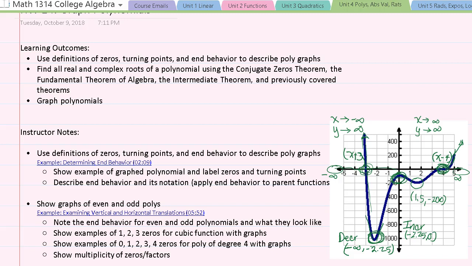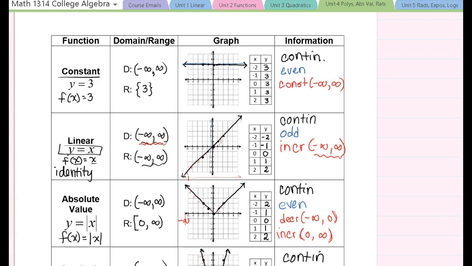To practice end behavior, let's return to our parent functions and the handout where we graphed the parent functions. You may want to pause this video here and try your hand at writing end behavior for each of the parent graphs before I continue to do the same here. So let's go over the end behaviors of our parent functions.